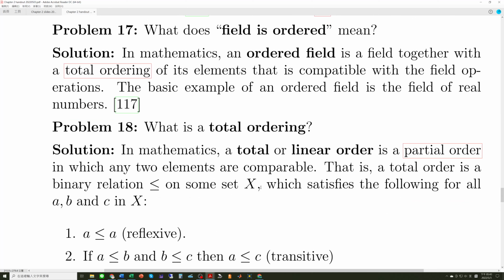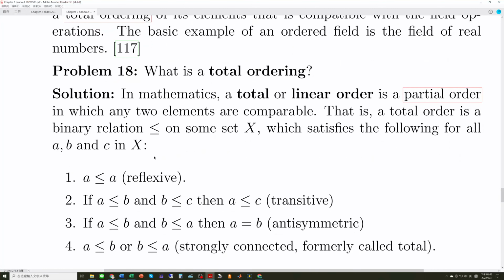Let X be the set of all real numbers and the binary relation smaller than or equal to. Then it is a total order. For example, 1, 2, and 3 are in R. So 1 is smaller than or equal to 1. Actually, 1 is equal to 1. And if 1 is smaller than or equal to 2, and 2 is smaller than or equal to 3, then 1 is smaller than or equal to 3. So this is also correct.